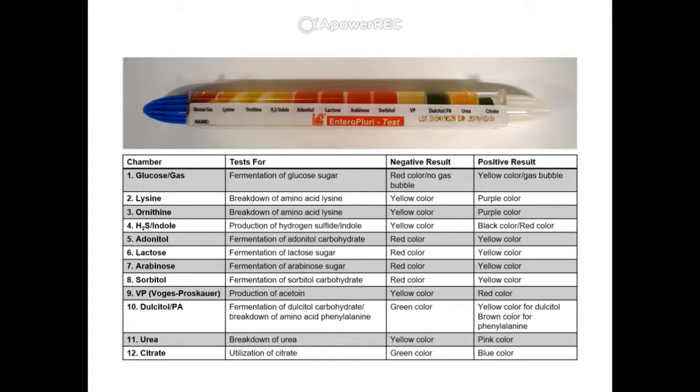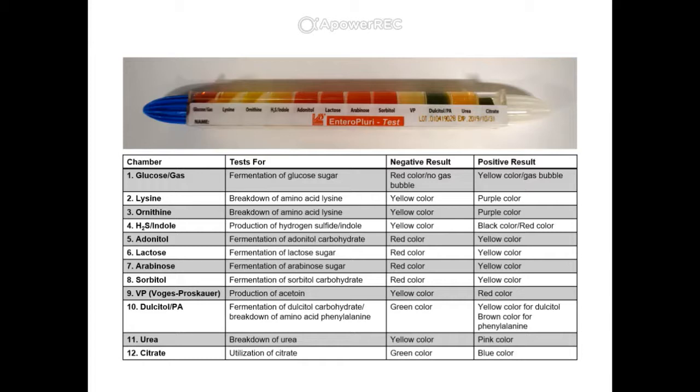The next two, 2 and 3, look at amino acid catabolism. Specifically it looks at lysine and ornithine, and will change from a yellow color to a purple color. Next is the hydrogen sulfide indole test. Another special carbohydrate called adonitol for chamber number 5. Next is lactose fermentation. Lactose is a type of sugar, and arabinose is another type of sugar. Finally, sorbitol is another type of carbohydrate.